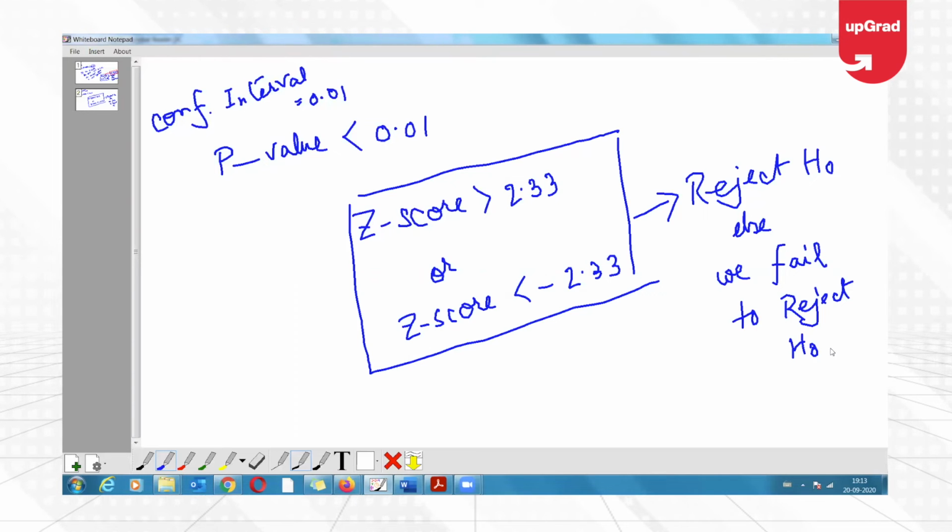So this is a small tip which you can use. We will continue to use p-value because that gives a more intuitive understanding. But this is also a shortcut which you can follow to quickly do your calculation.